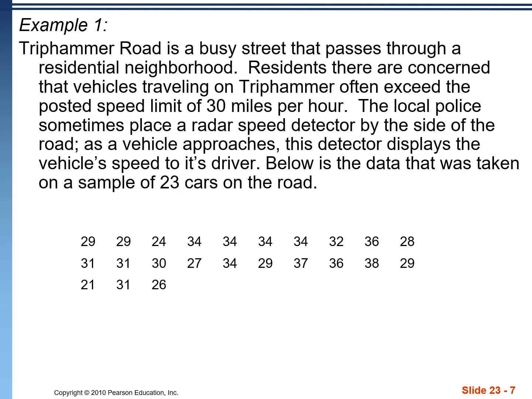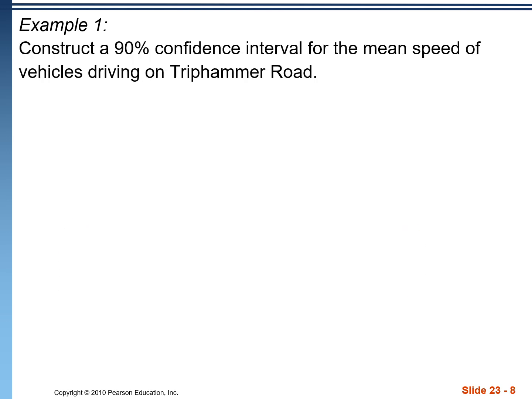For example, Trip Hammer Road is a busy street that passes through a residential neighborhood, and the residents are concerned that the vehicles are speeding through their neighborhood at a speed limit over 30 miles per hour. They take a random sample of 23 cars, and this is the data that's provided to us. We want to construct a 90% confidence interval for the mean speed of vehicles driving on Trip Hammer Road.